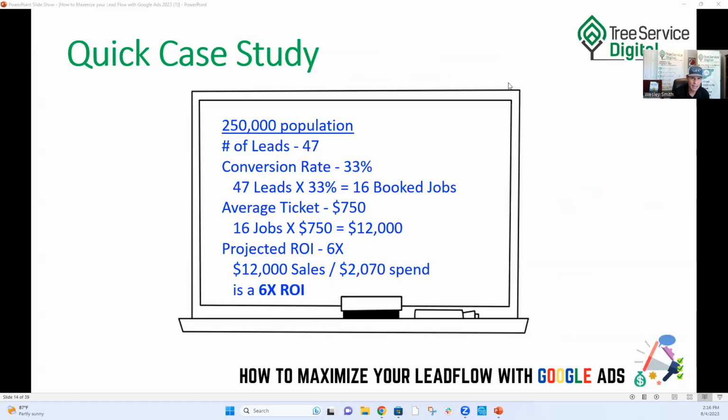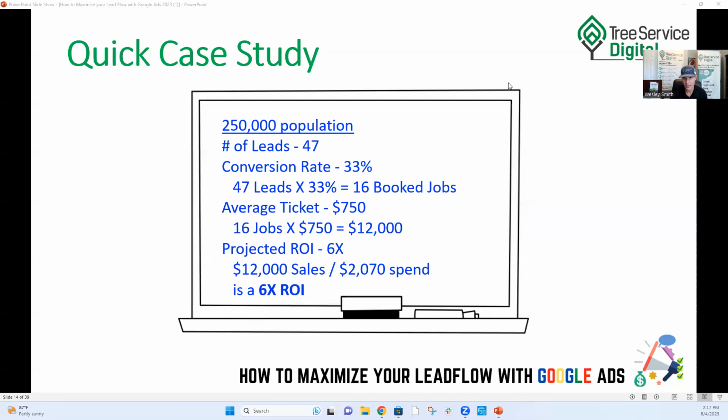One of our clients in a population town of 250,000 got 47 leads in a month. The conversion rate was 33%. So they basically sold 33% of the 47 jobs. So they got 16 booked jobs. Their average ticket was $750. Some of them were $2,000. Some of them were $300 trimmings or whatnot, sprayings, things like that. And their total revenue was $12,000 on the Google Ads campaign for the month.